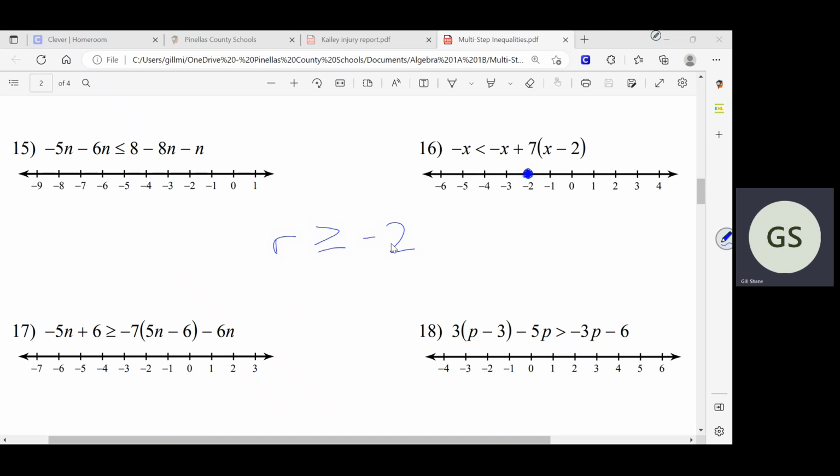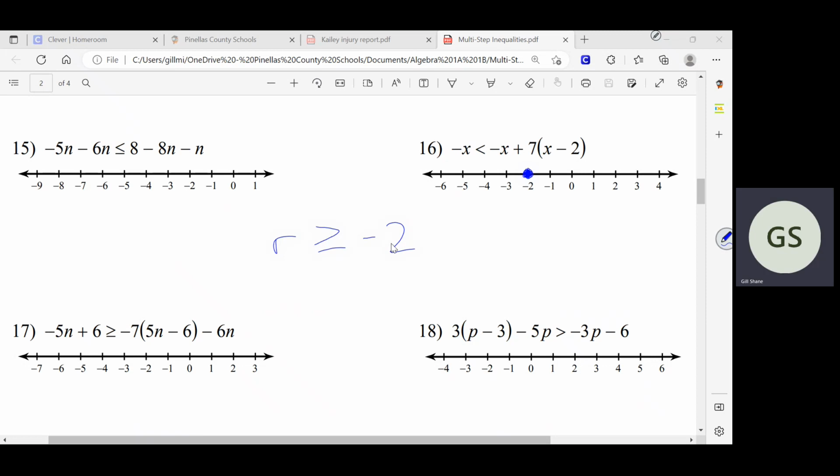And make sure it's very clear. I don't give you the benefit of the doubt, meaning if I'm not sure if it's filled in or not, then it's wrong. So make sure you clearly fill it in or it is clearly open. So now I just have to do the shading, left or right. It's always from where the variable is, because the variable is all the possible answers. So I need all the numbers that are greater than, because I've already covered the equal to part, all the numbers greater than -2. Which direction is that?